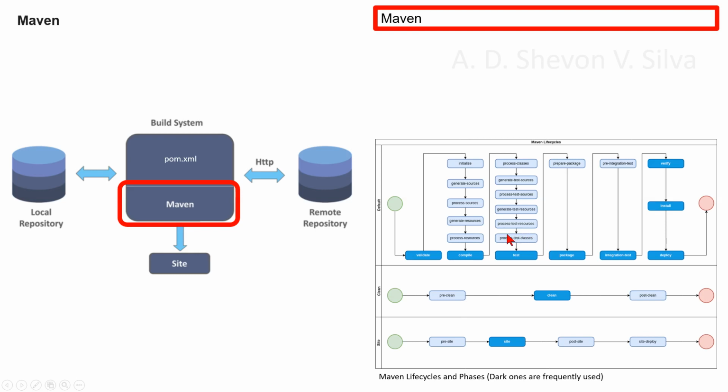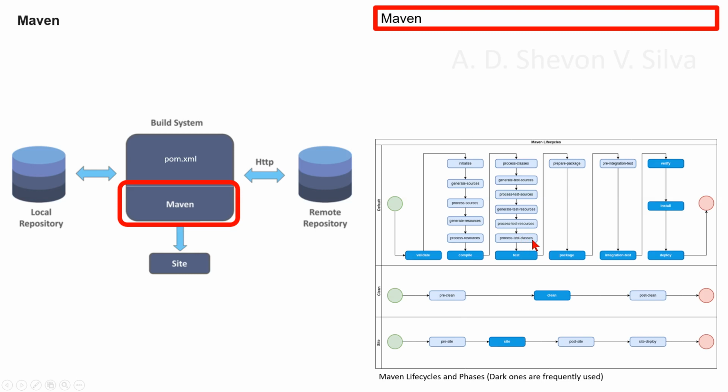So in this diagram, one process is missing. It's called test compile, after process test resources. In test compile, the test source code is compiled into the test destination directory. Then process test classes.